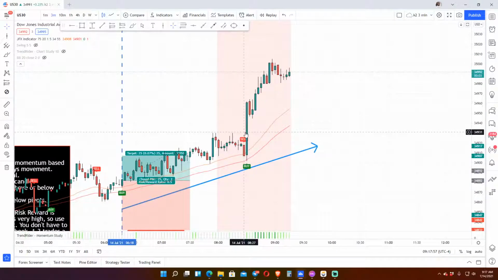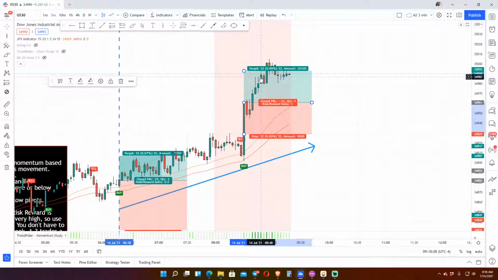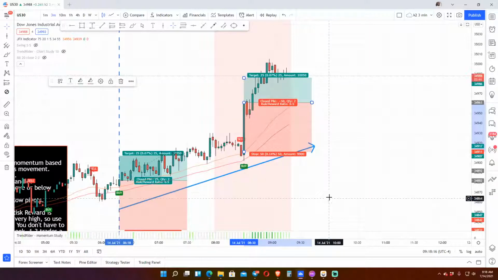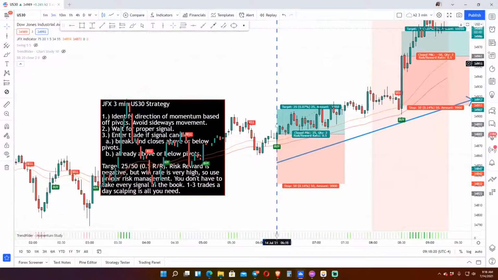Same thing with this one. This candle right here. This happened maybe about a little over 30 minutes ago. We could have hopped in this trade right here. Boom. 25, 50. Easy, easy, easy. Alright.